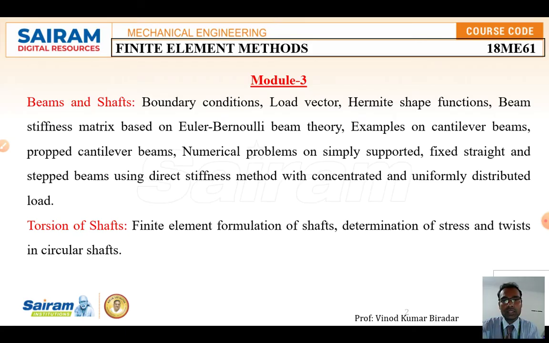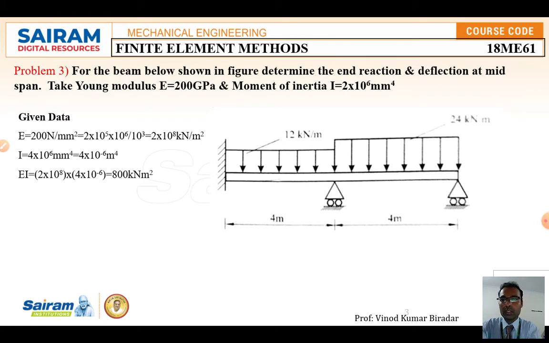This syllabus I already told you. Coming to the problem, observe the diagram here. This is the beam element, and on this beam element the uniformly distributed load is acting, 12 kilonewton per meter. But at element number 2 the load is a little bit higher than this, that is double of this, 24 kilonewton per meter. The length of the first element is given as 4 meter. The second element length is also given as 4 meter.